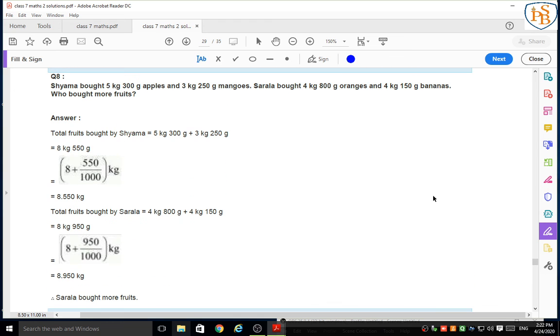Okay. Now the eighth question, which is very important. Shama brought 5 kg 300 gram apples and 3 kg 250 gram mangoes. Sarla brought 4 kg 800 gram oranges and 4 kg 150 gram bananas. Who brought more fruits? The total fruits brought by Shama is 5 kg 300 gram plus 3 kg 250 gram, that is 8 kg 550 gram. And the total fruits brought by Sarla is 4 kg 800 gram plus 4 kg 150 gram, that is 8 kg 950 gram. So we easily get that Sarla brought more fruits. Is it very easy? Yes, it is very easy.